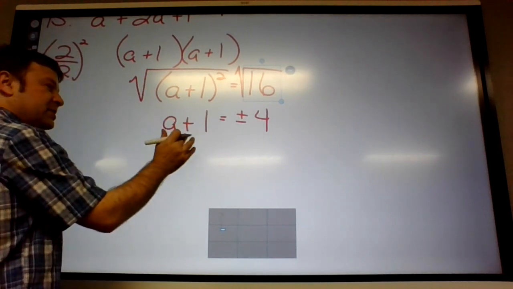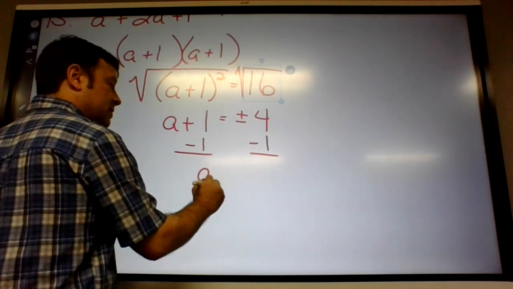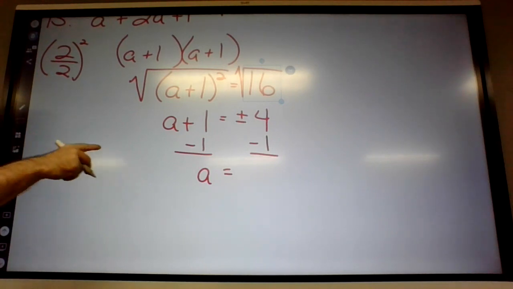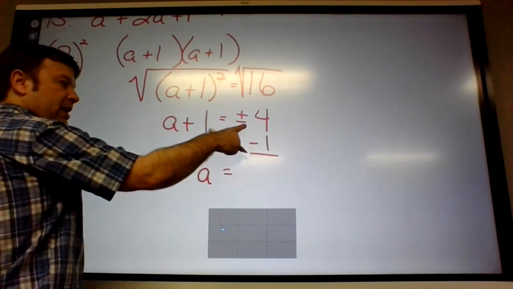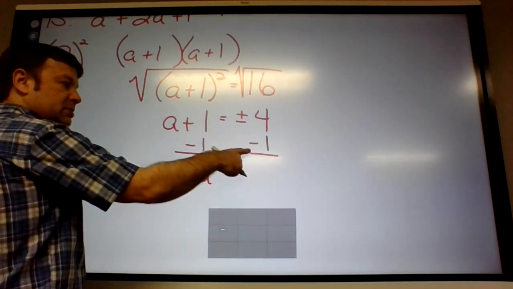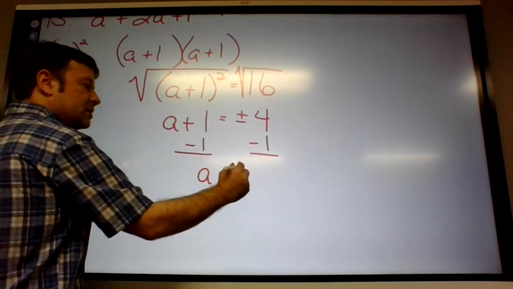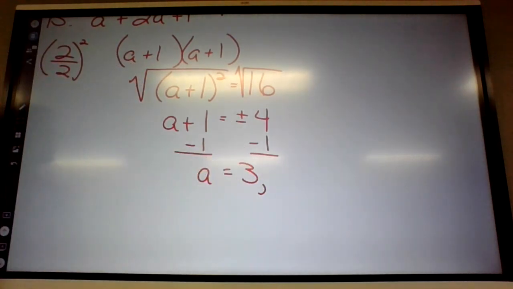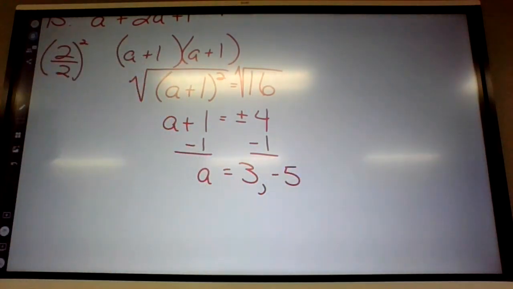All right, so to solve for a, I'm going to subtract 1. Okay, because we don't have a square root, that means we need to actually solve this. Which means I need to do 4 minus 1 and negative 4 minus 1. So you guys see where I'm getting that from? So 4 minus 1 is 3, and negative 4 minus 1 is negative 5.